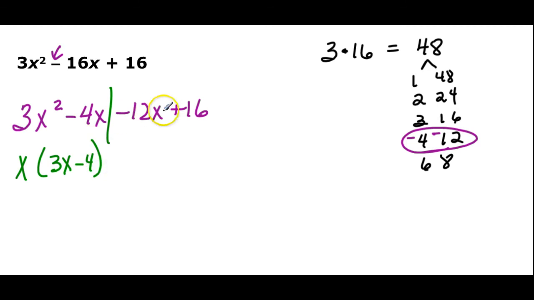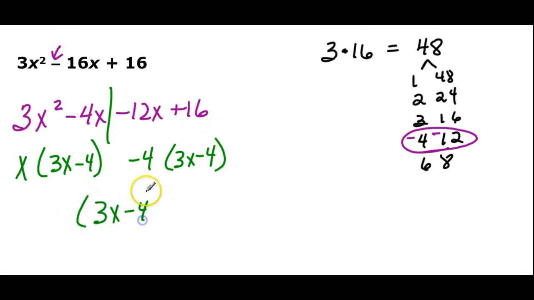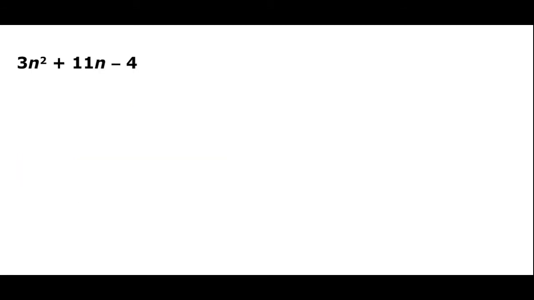All right, now remember, I want what's inside this parenthesis to be exactly the same as this one. So I want this to be a 3x minus 4. That might help me decide that I'm going to pull out a negative 4 in order to make that happen. That's going to give me a 3x minus 4 and an x minus 4, and use FOIL and check it.